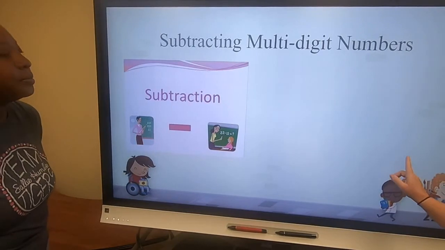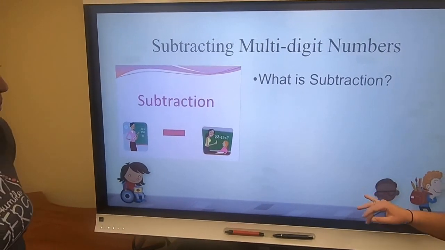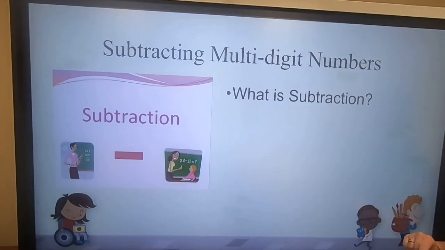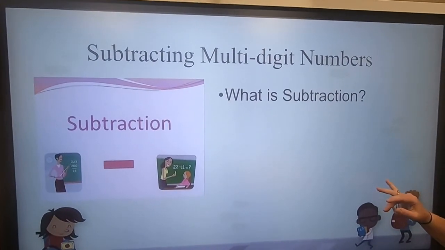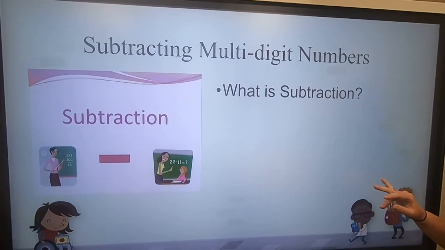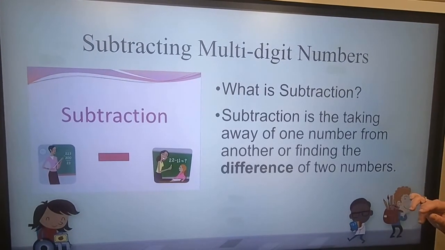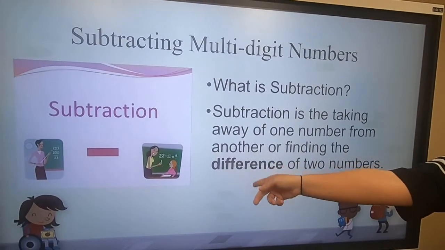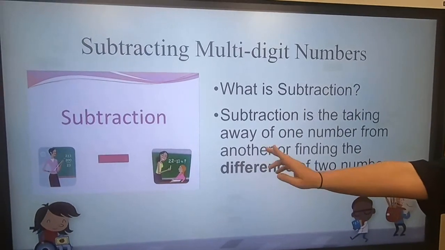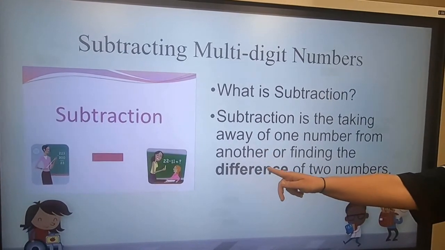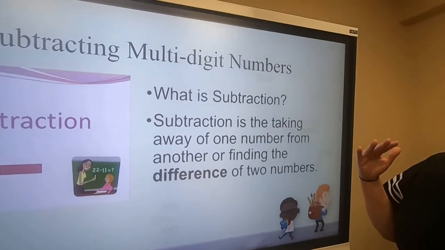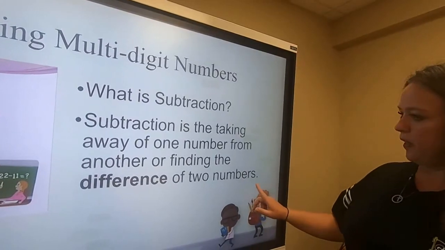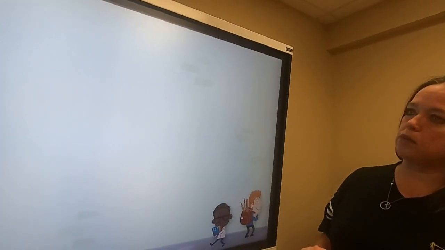Okay, so subtracting multi-digit numbers. What is subtraction? Miss Bethay, what is subtraction? Subtraction means you're taking away one number from another number. Right, very good. Okay, and we are finding the difference. There's that word that we say over and over in our classroom, and that means that you have to subtract. You're figuring out how much more. What is the difference between 7 and 3? Well, that would be 4. It is the answer to our subtraction problems.